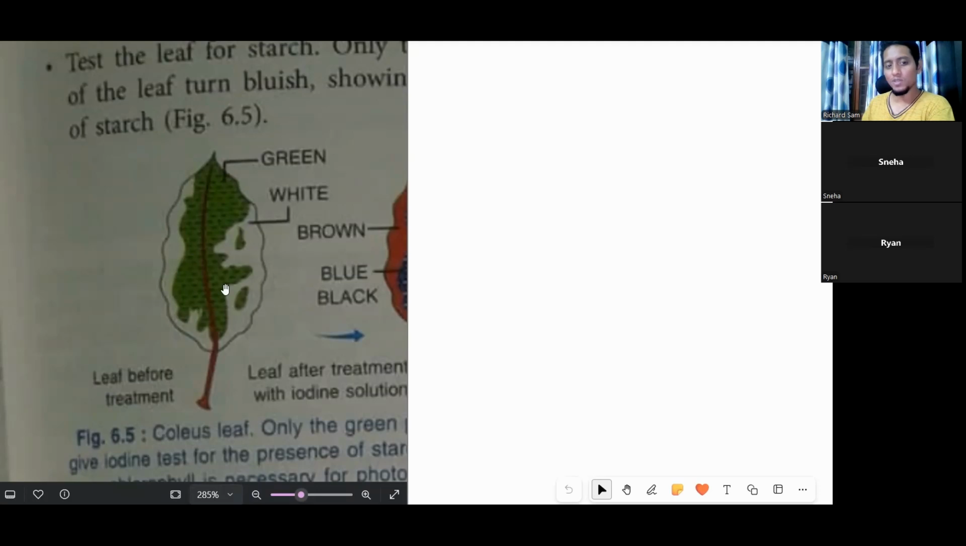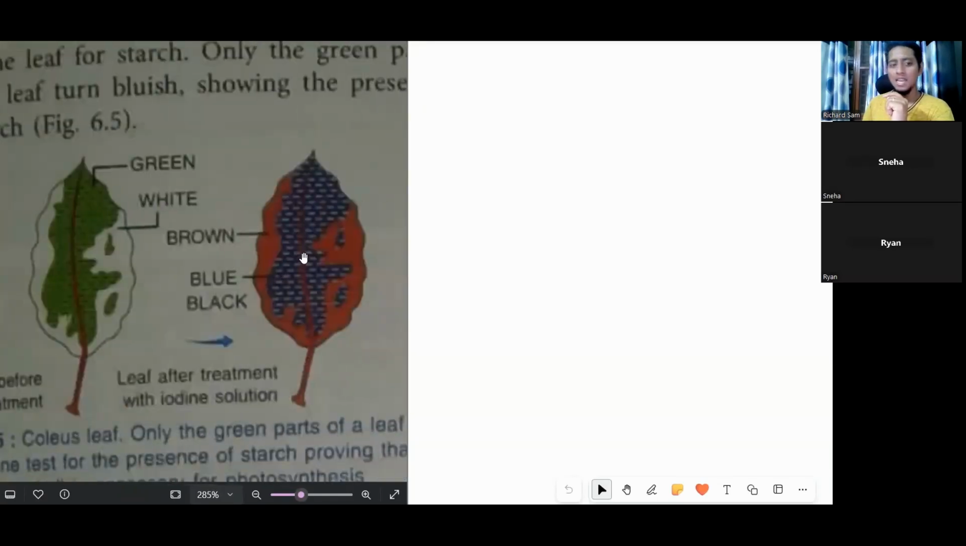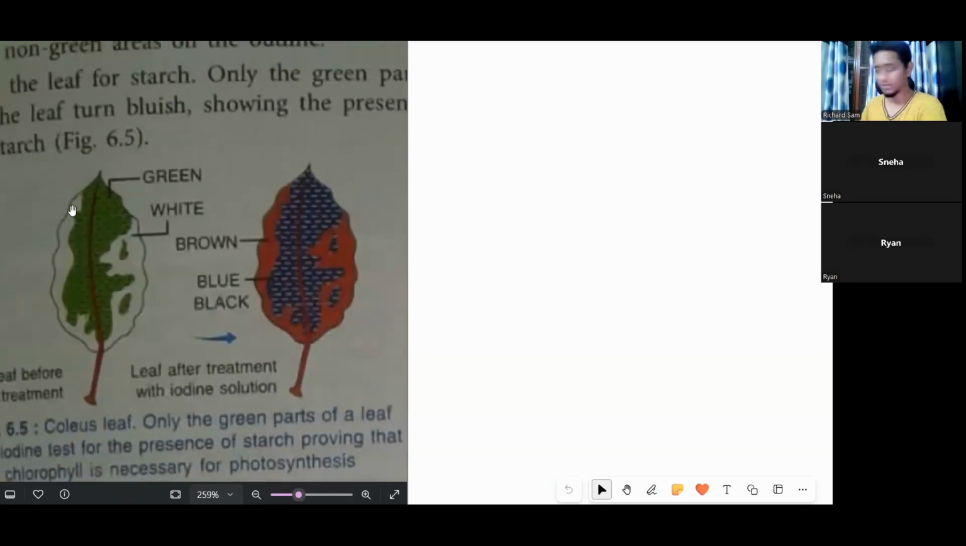Okay. So then if you test the leaf for starch by putting iodine solution, only these green parts will become blue-black. And the white parts will be brown. What if you did the same experiment but did not put the leaf in the dark? You directly took iodine and put it on this variegated leaf. Which part of the leaf will turn blue-black?